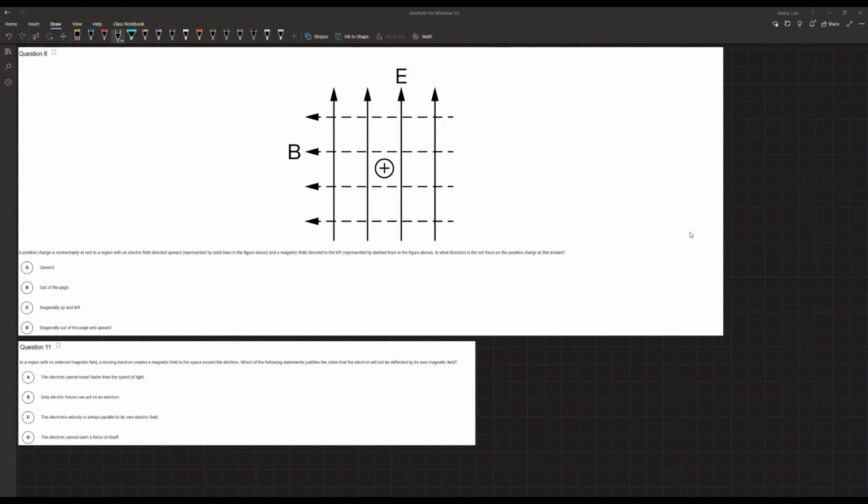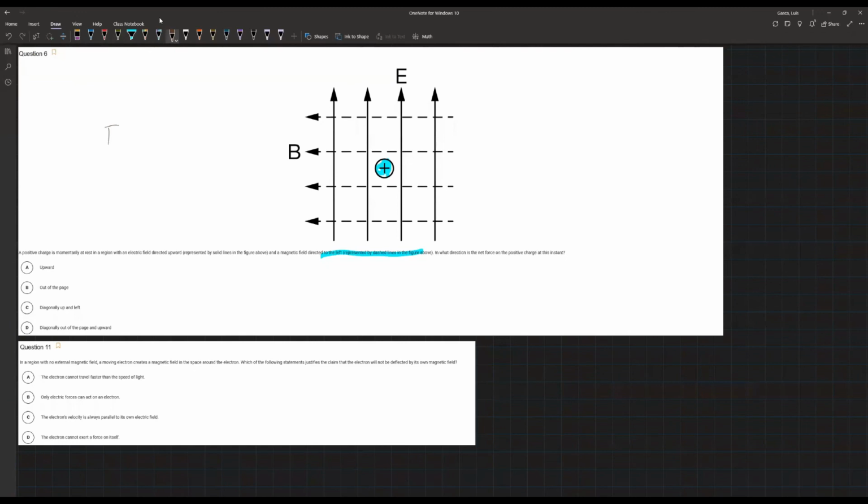Question 6, let's take a look. A positive charge is momentarily at rest in a region with an electric field directed upward and a magnetic field directed to the left. We have a couple of fields acting on this charge, and the magnetic field is represented by a dashed line. In what direction is the net force on the positive charge at this instant?